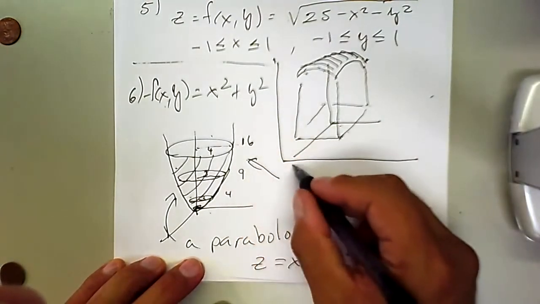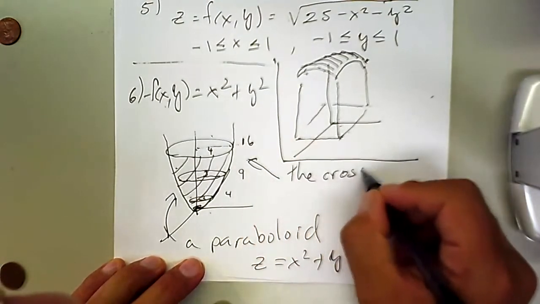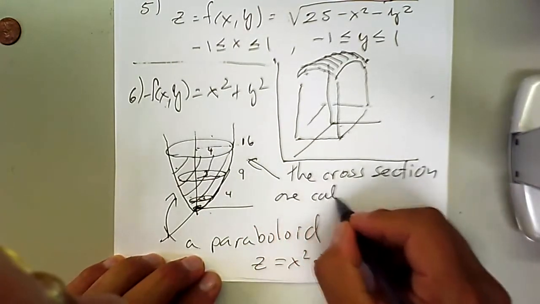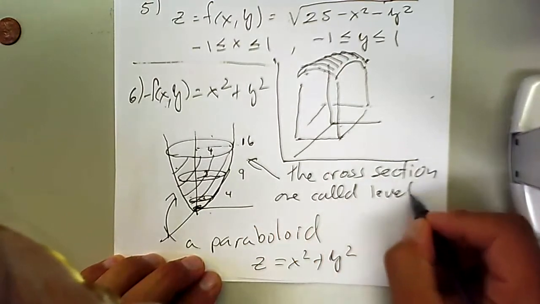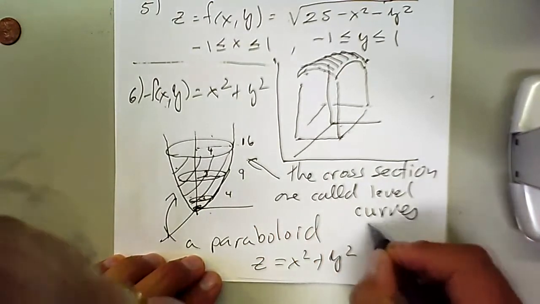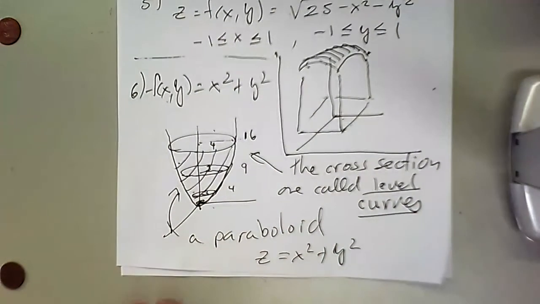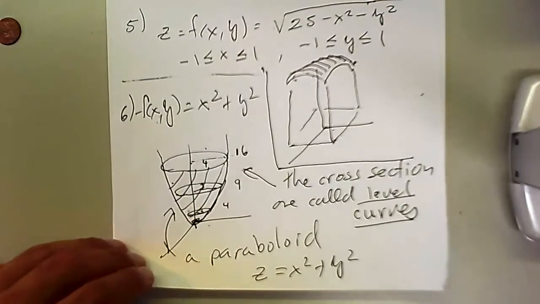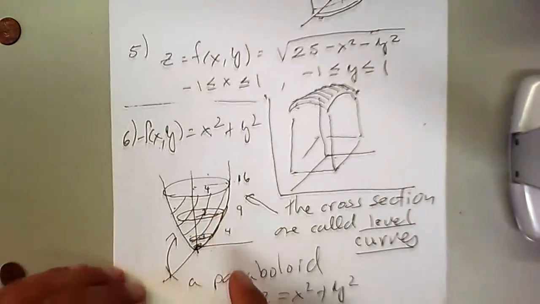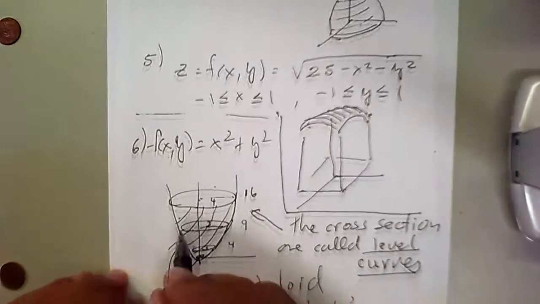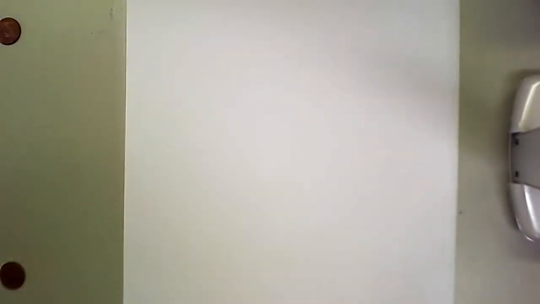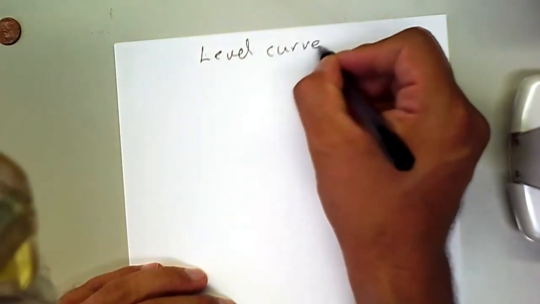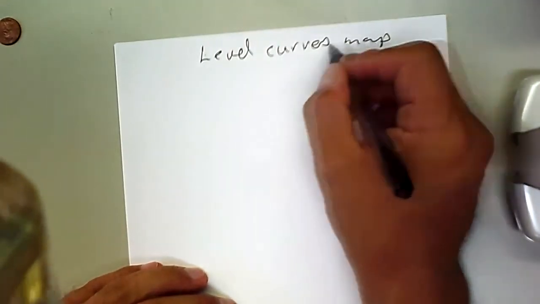So the cross sections are called level curves, and they are very important. They facilitate the understanding of how a surface looks. So for instance, we have a level curves map of this.